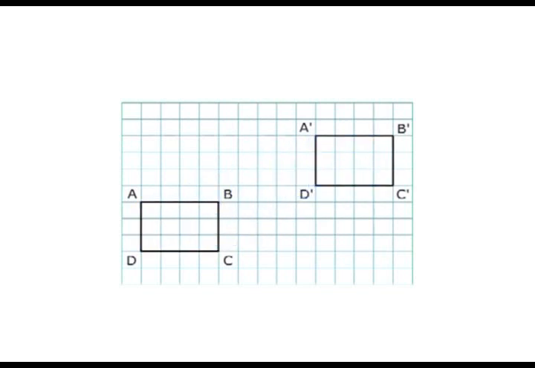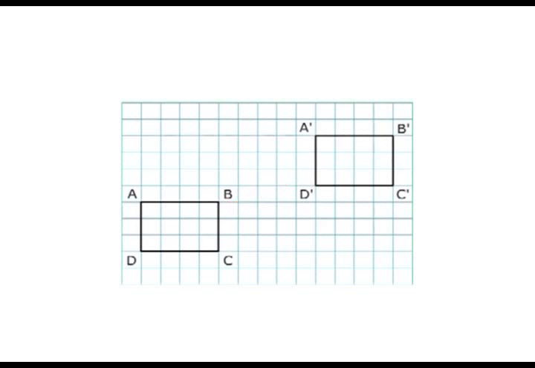Or we can say that the vertices of the rectangle A, B, C and D have been translated, moved or slid to the points A prime, B prime, C prime and D prime. The image has been moved up and to the right.